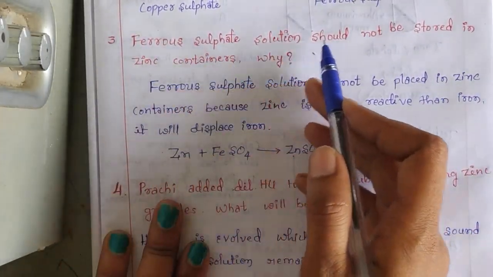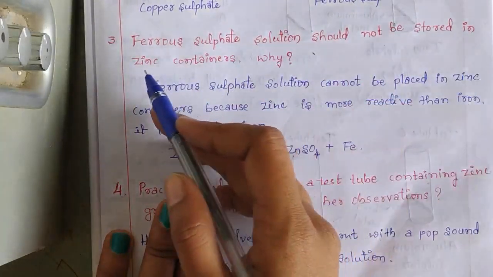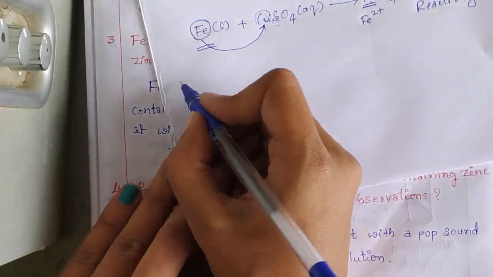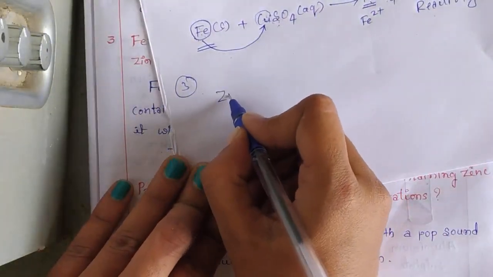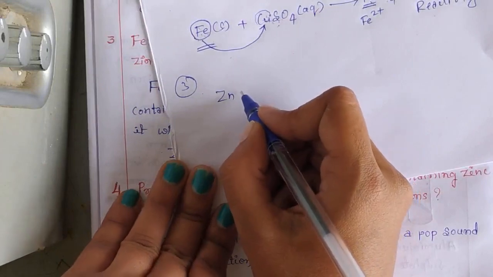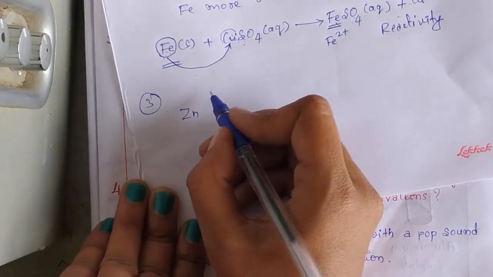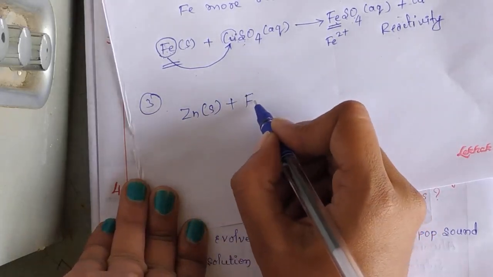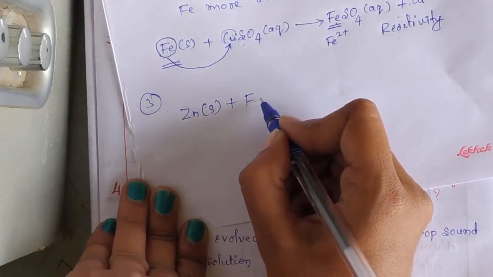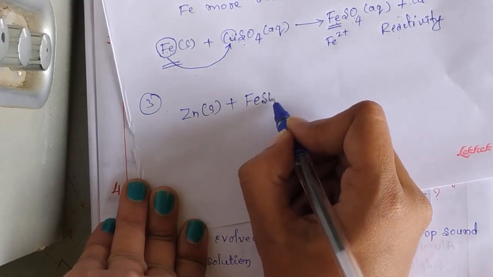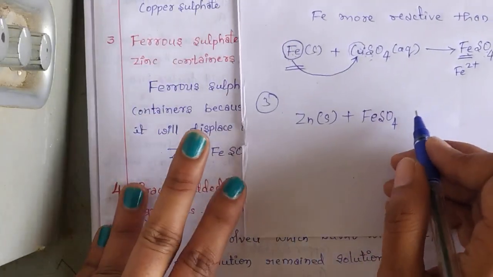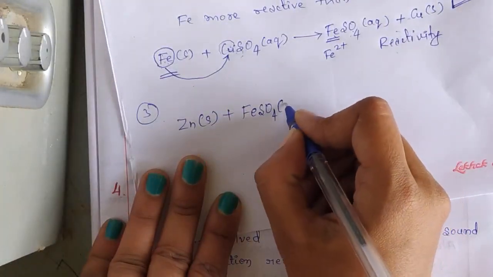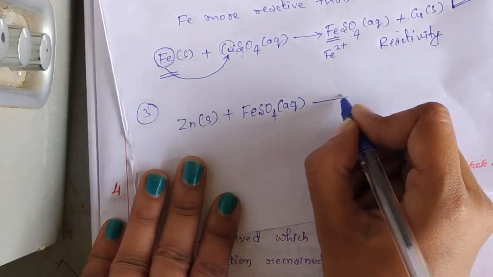Ferrous sulfate solution should not be stored in zinc containers. Why? See here. Zinc container means it is a solid. The molecular formula of ferrous sulfate is FeSO4. Ferrous sulfate solution they have mentioned, so it is aqueous.